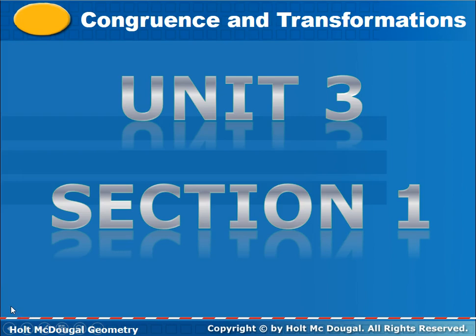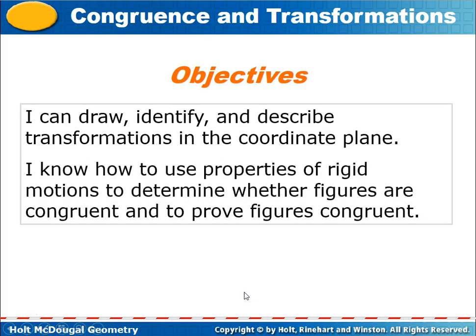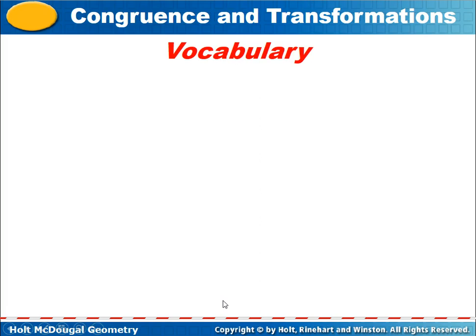This is section 1 of the Unit 3. We're going to talk through this lesson today. So our objectives are to draw, identify, and describe transformations in the coordinate plane, and by the end of today, you're going to know how to use the properties of rigid motions to determine whether figures are congruent and to prove that those figures are congruent.